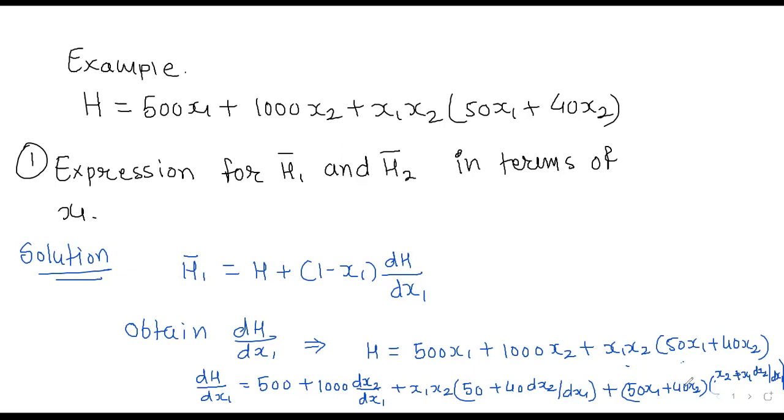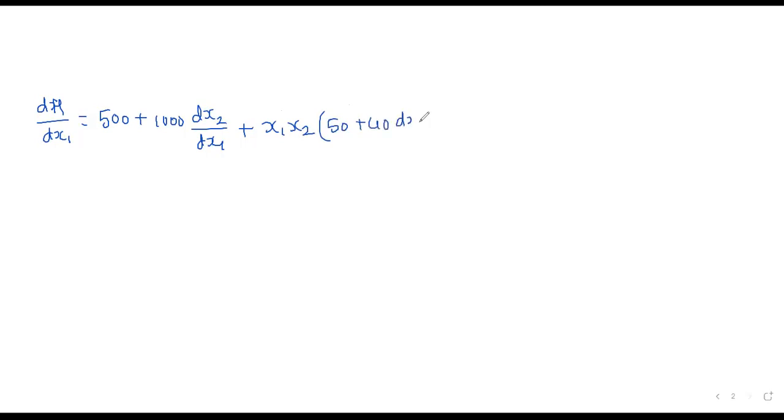Let me write it down again. So dH divided by dx1 is 500 plus 1000 dx2 divided by dx1 plus x1 x2 (50 plus 40 dx2 divided by dx1) plus (50 x1 plus 40 x2)(x2 plus x1 dx2 divided by dx1).